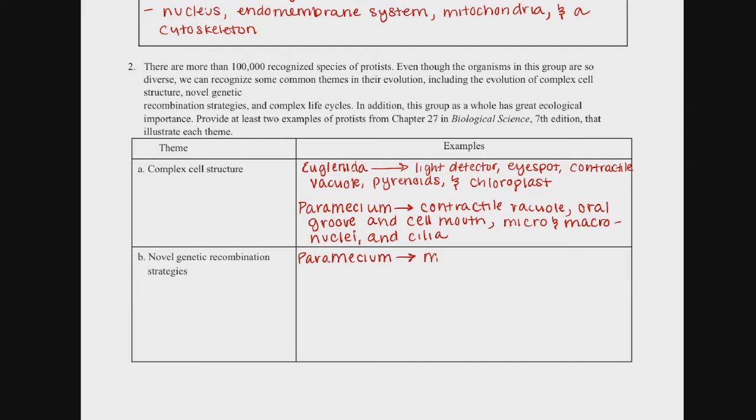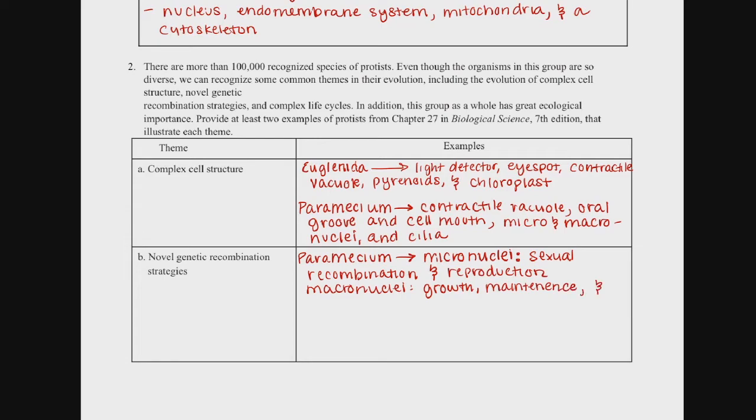So the micronuclei in Paramecium function in sexual recombination and reproduction. And then their macronuclei function in growth, maintenance of the cell, and also asexual reproduction.